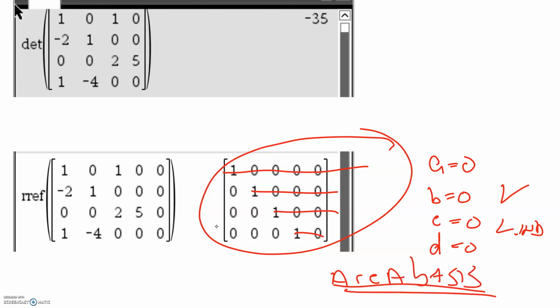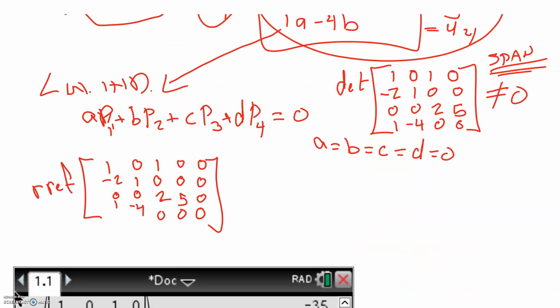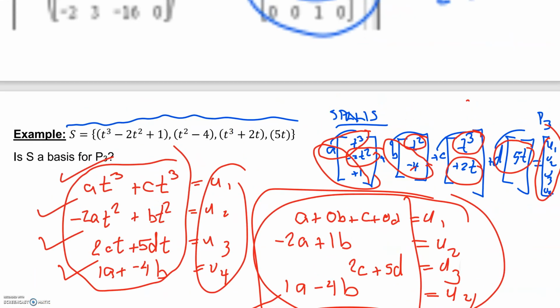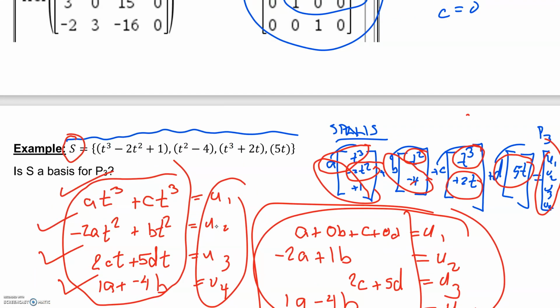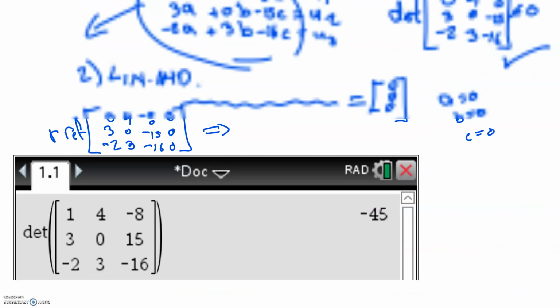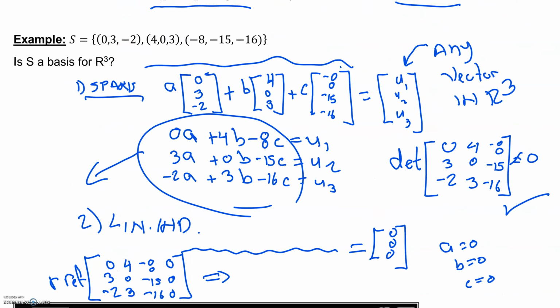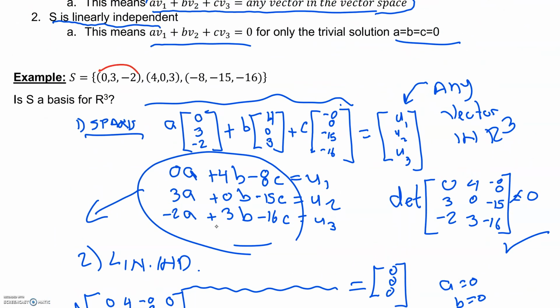Now, as far as the dimension of the basis, that's the easiest one. Since this is a basis, it's made up of 1, 2, 3, 4 vectors, so it is a dimension 4. If I look at the one we did earlier, this was a basis also. It's made up of 1, 2, 3 vectors, so it is a dimension 3.